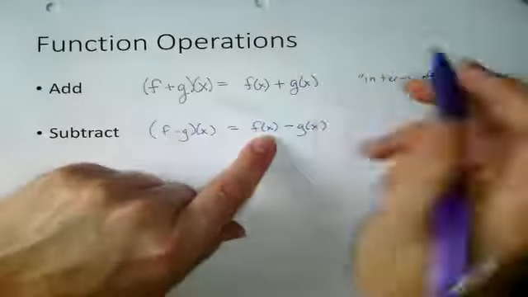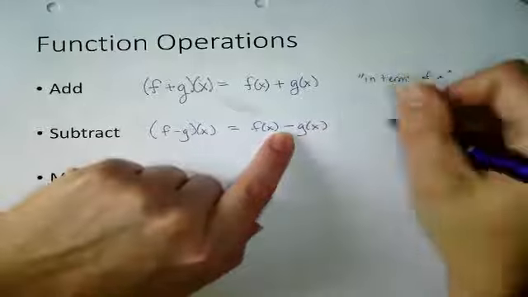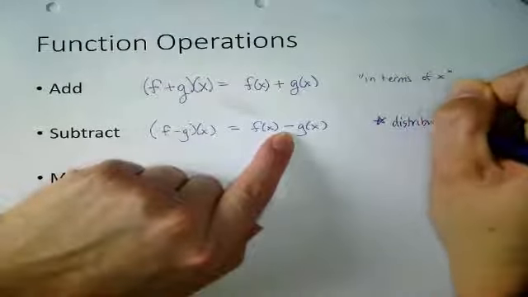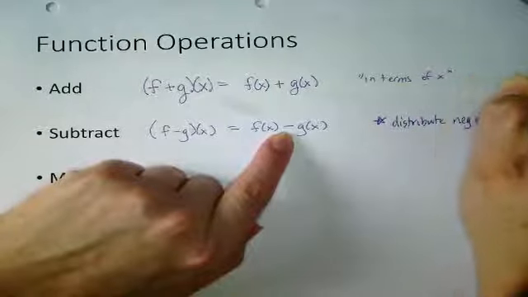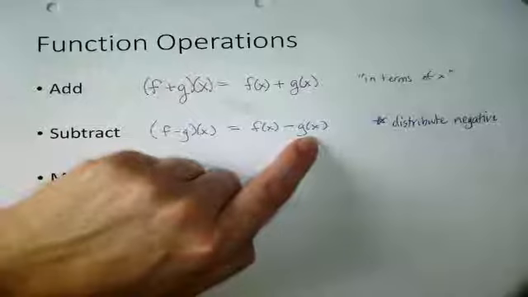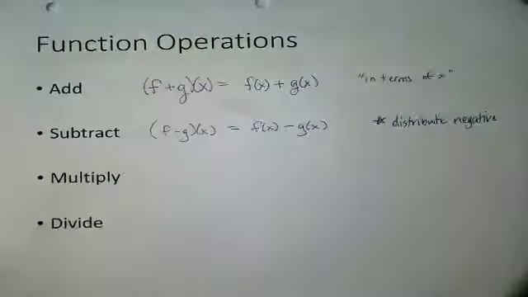And of course, I like this much better, okay? We are subtracting, so be careful that you remember that you need to distribute your negative, because you are subtracting the entire g function. It could be a very big thing, so you need to subtract all of it. So be very, very careful.